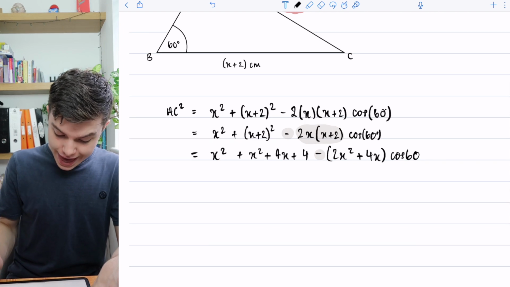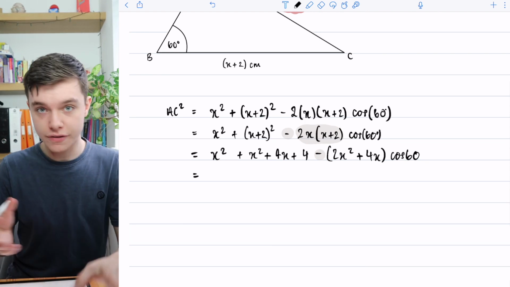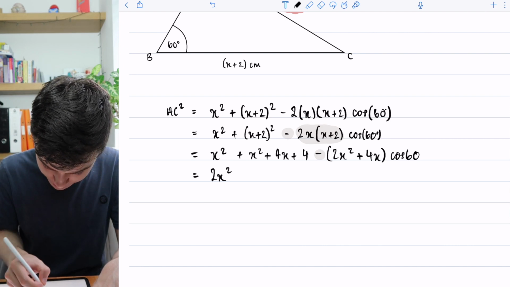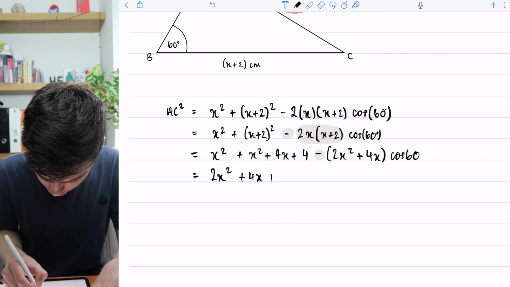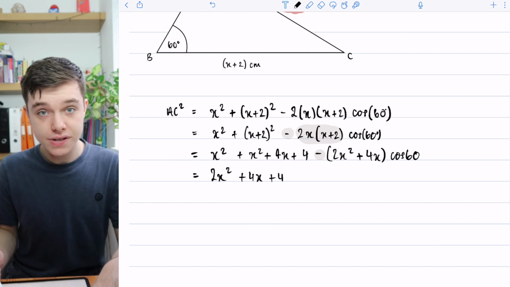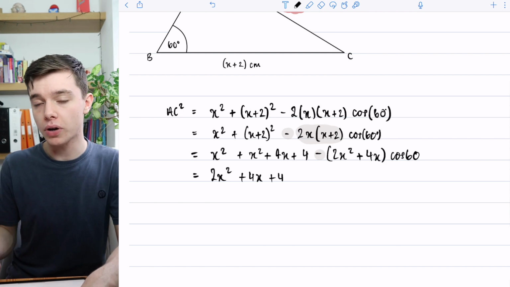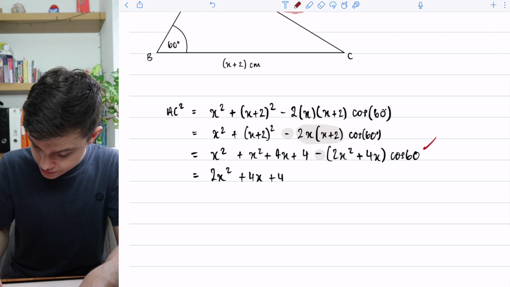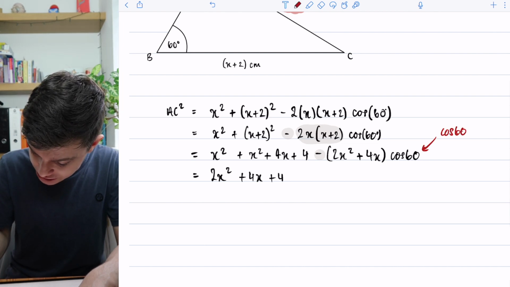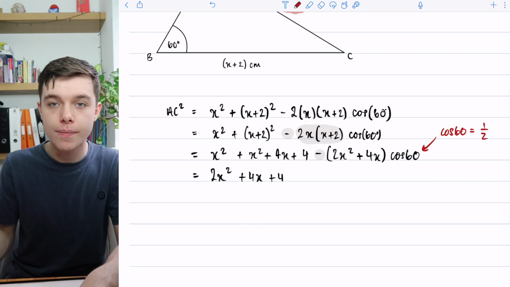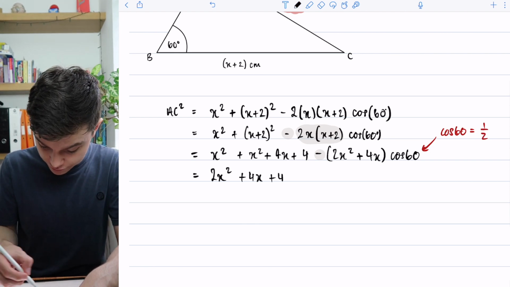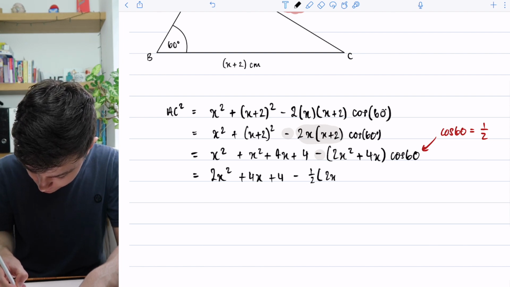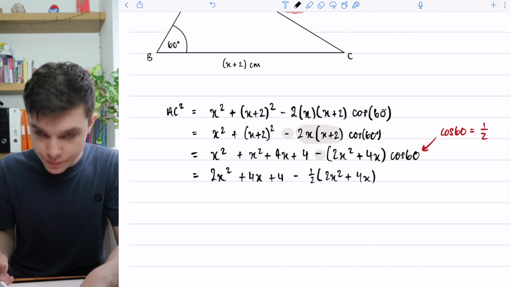Okay, then we can do a little bit of manipulation or sort of collecting like terms together. I have 2x squared at the front here, so 2x squared plus 4x plus 4. We know what cos 60 is, and I'm just looking here in the book. If you know your trig values, you should know cos 60. Cos 60, and you can put it in a calculator if you don't know it, is actually a half. So we can replace that with a half. And I'm going to put it out the front here. I'm going to have minus a half times 2x squared plus 4x.